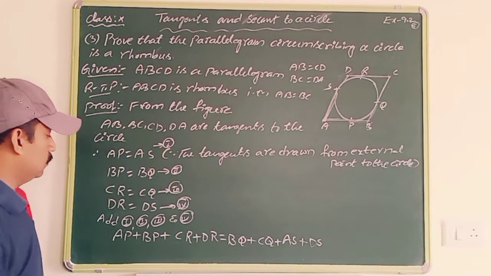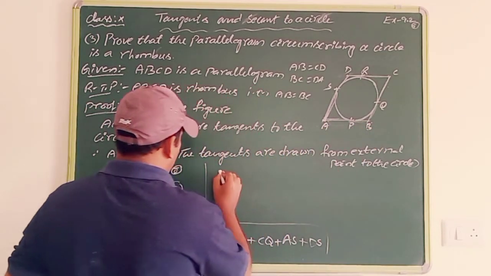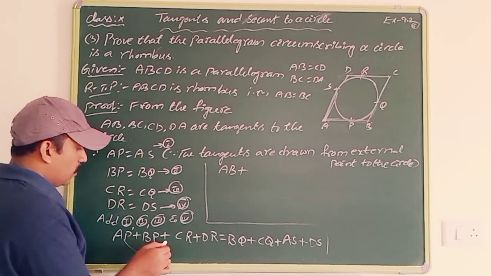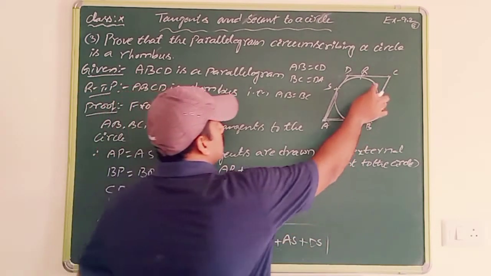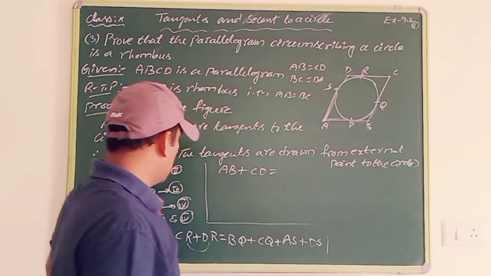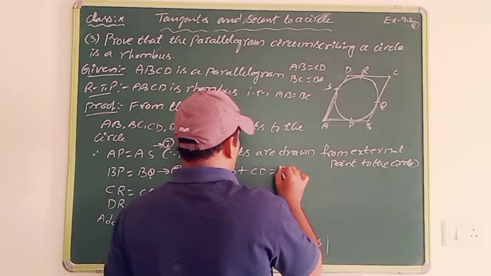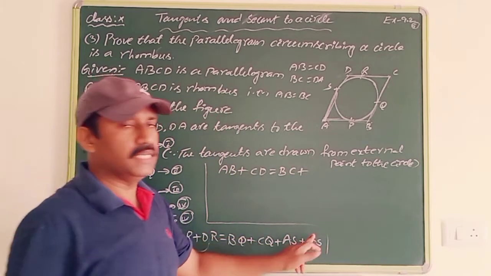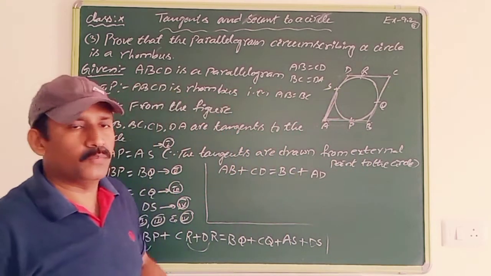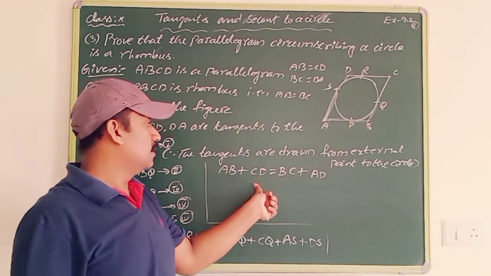Now you can observe, AP plus BP is equal to AB. CR plus DR is equal to CD. Similarly, BQ plus CQ is equal to BC, and AS plus DS is equal to AD. Actually, in statement number 4, we proved this. If it is just a quadrilateral, this is your answer.